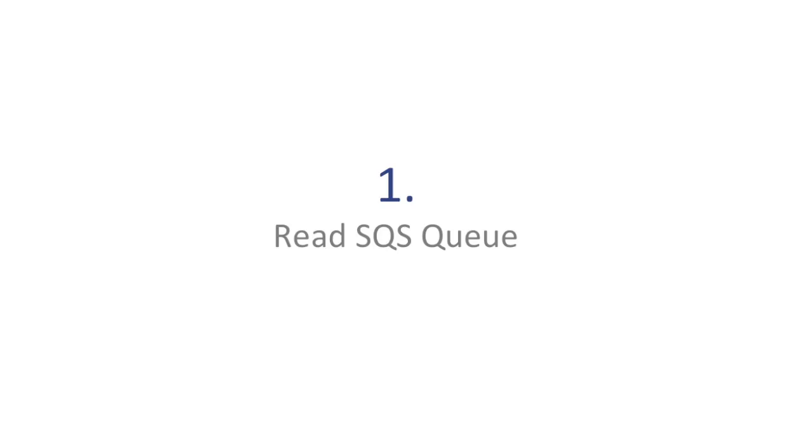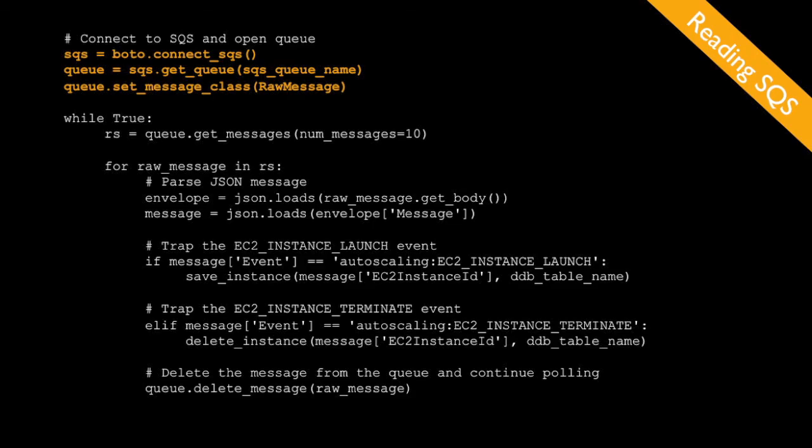So reading an SQS queue, how do we do that? Very simple in Boto, and the other languages and SDKs are just as simple in their constructs. The first thing you need to do is connect to a queue. So here I've got a Boto connect to SQS. I'm going to specify the queue name that I'm going to connect to, and I'm going to set the message class for reading as being a raw message. I want to get the raw content out of this SQS queue.